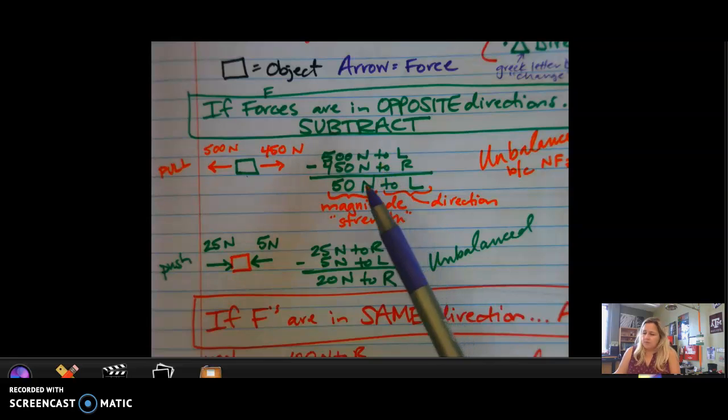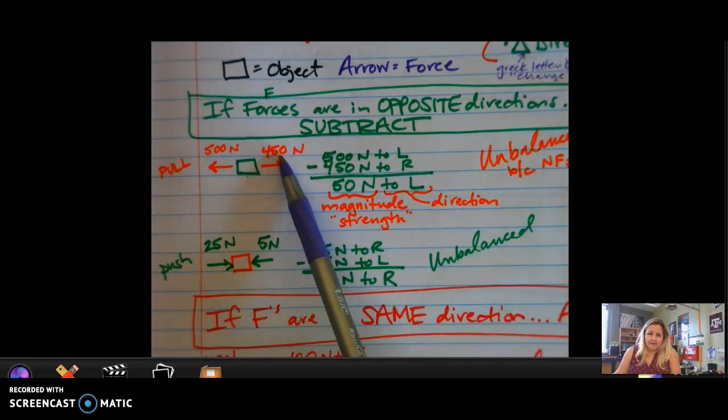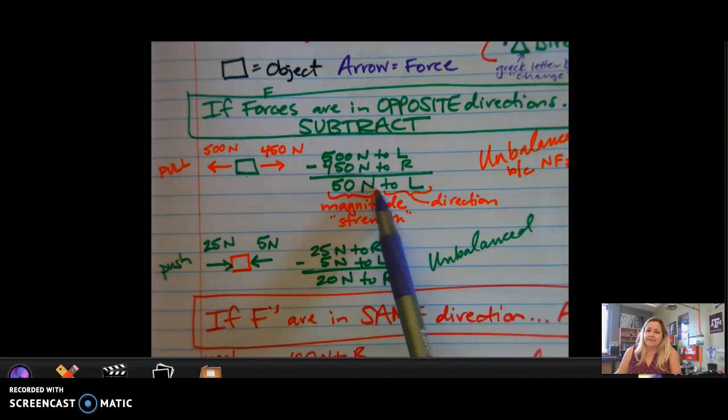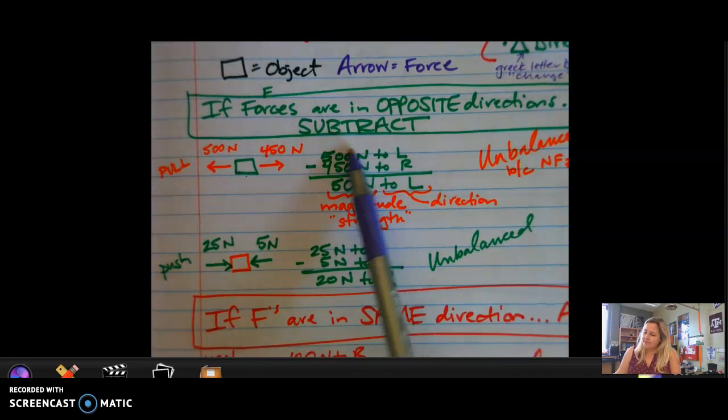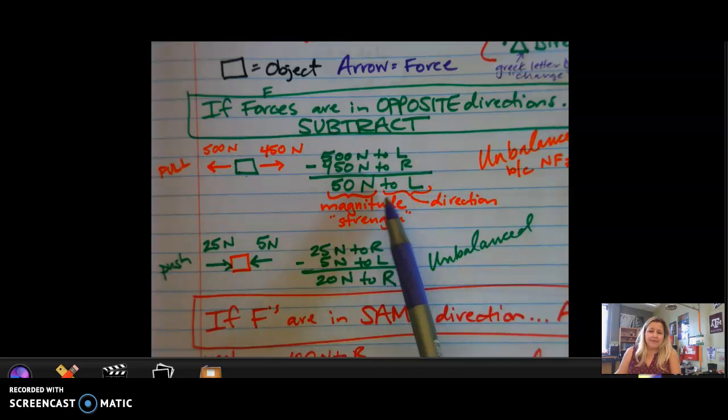And I know you could do 500 minus 450 in your head, but we're not worried about the numbers, we're worried about the concept. And as simple as this kind of is, you're way more likely to make a mistake if you don't write it out. Okay, there's a couple of different ways you could go wrong.